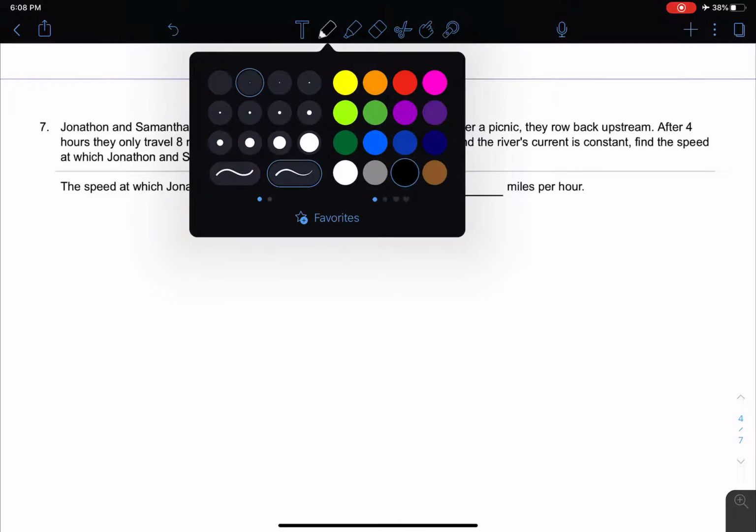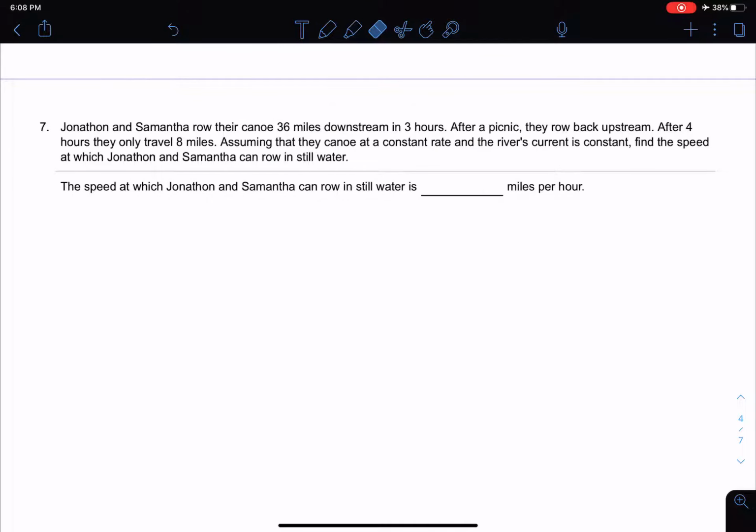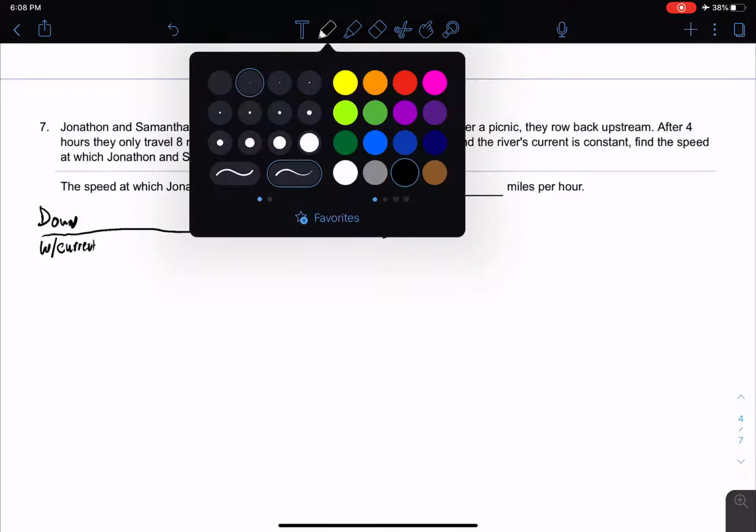Let's see how we do with space. So they're going downstream. Well, which way does water flow? Downstream. So I actually like to call this with the current, because that's kind of specific, and it helps us see things a little bit. So they went 36 miles. I'm going to use my same color coordination as before. Miles will be in black: 36 miles in 3 hours. Hours will be in green.